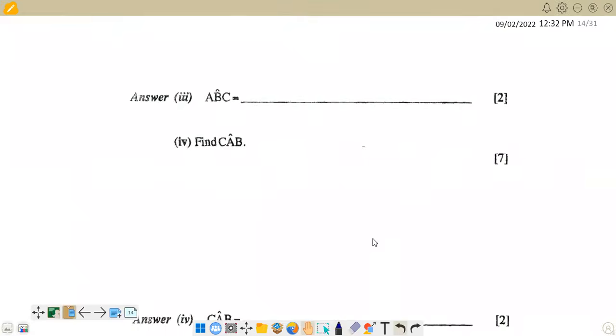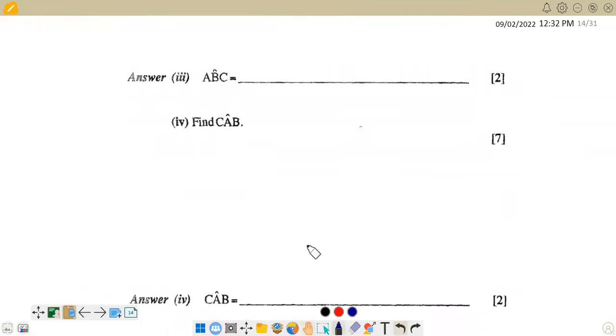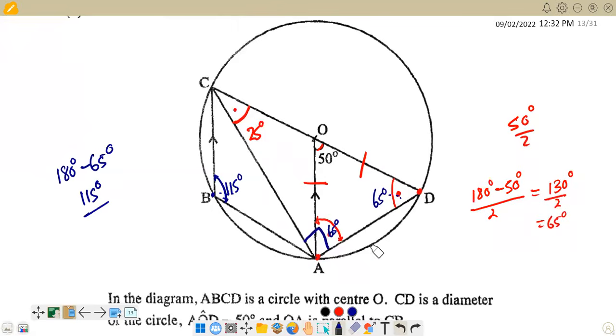Then item 4 is CAB. Okay, so let's cross check which is our CAB here. CAB, we've got C to A to B. Okay, so this is our CAB here. This is your CAB, this angle that we're having. Okay, so which concept are we going to use in this case? Remember we were given parallel lines before. We were told about the issue of parallel lines in this case. So how are we going to find our CAB now from the issue of parallel lines?